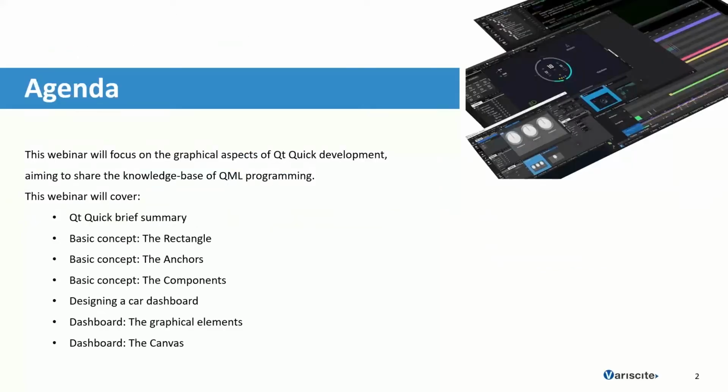This will be the agenda. We will briefly talk about Qt Quick, what it is and how it's composed. We will go through the basic concepts of the objects, like rectangles. We will talk about anchors. We will talk about components. We will try to design a car dashboard, and we will go through the graphical elements that compose the car dashboard, and we will specifically talk about the canvas object of the QML.